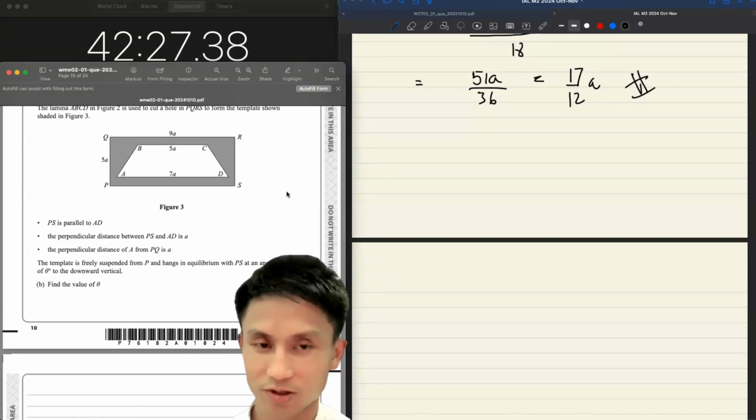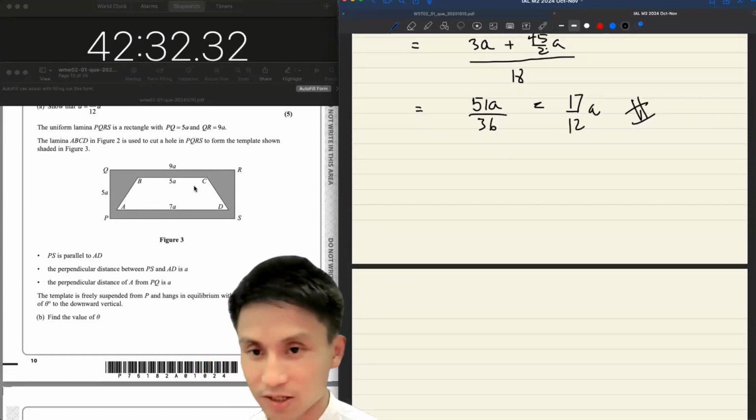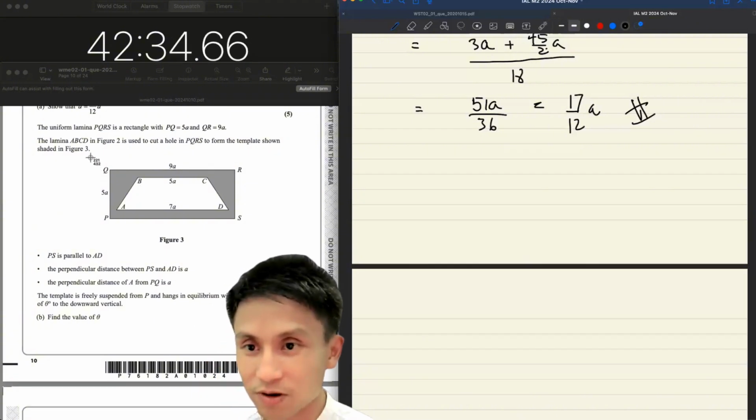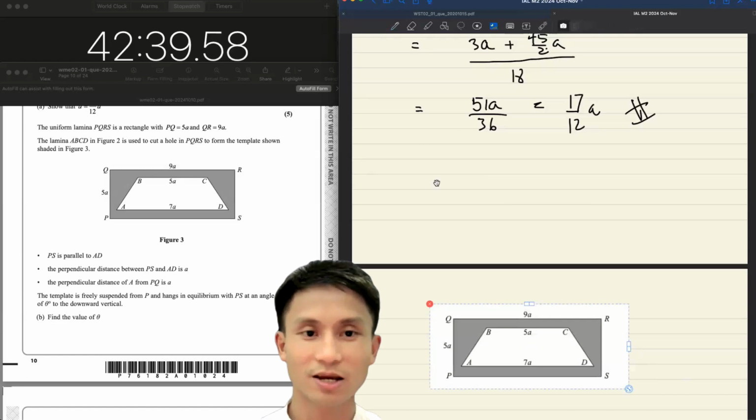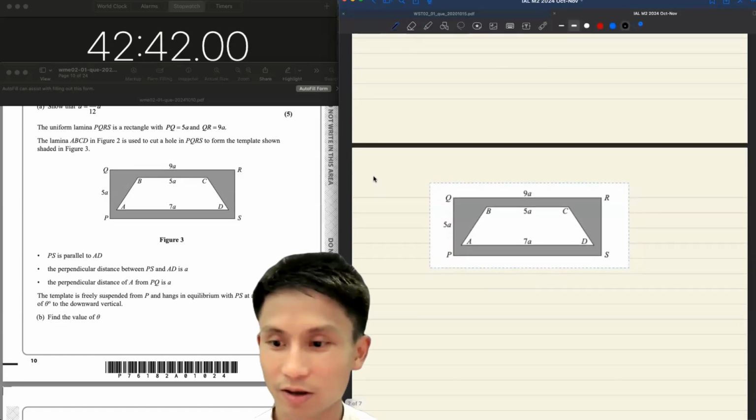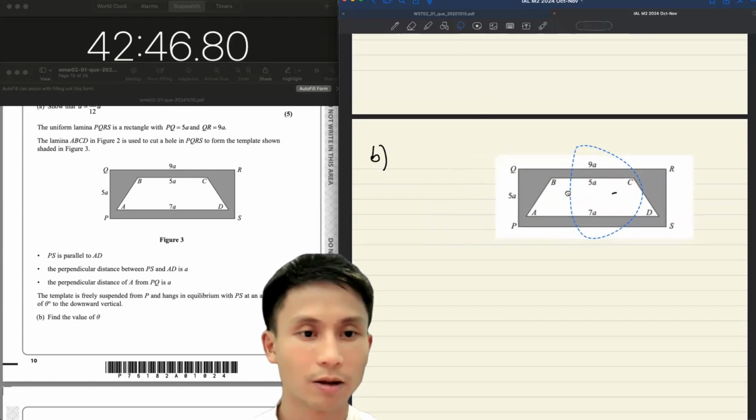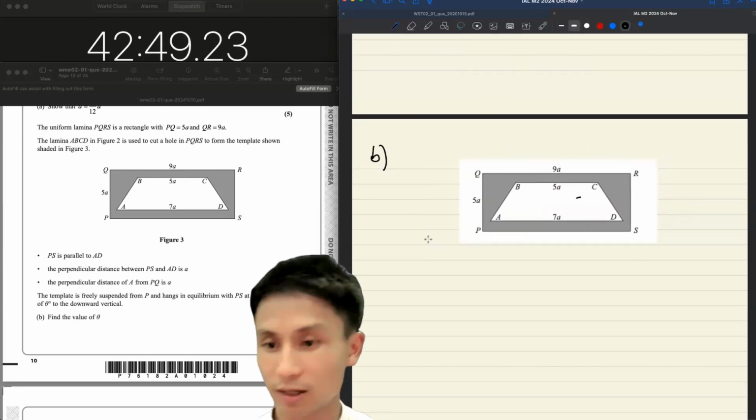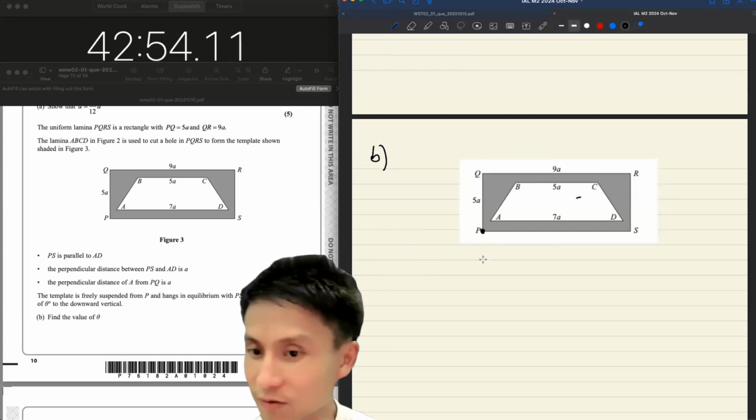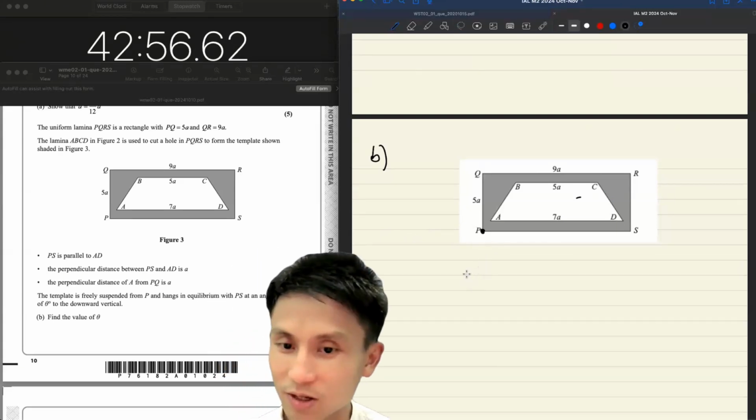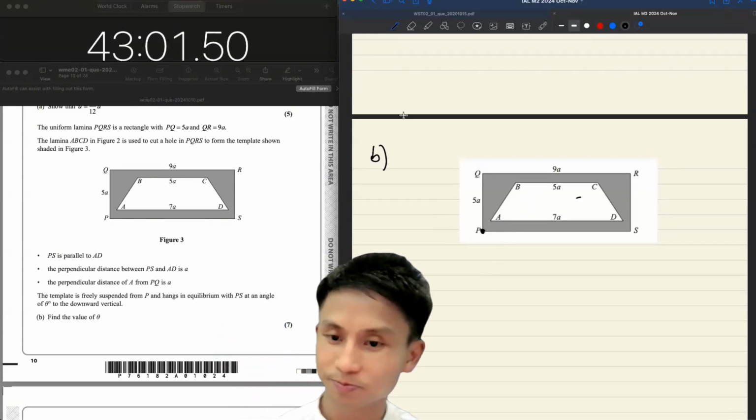So what should I do? I'm going to need that shape, because normally if this is a real paper, I can draw it in. So let's bring it to this app right here. Okay, so I get the image now. It hangs freely from P in equilibrium with PS at angle theta from the downward vertical.